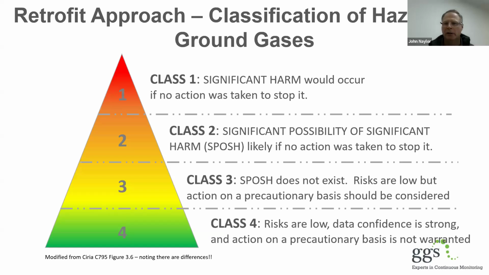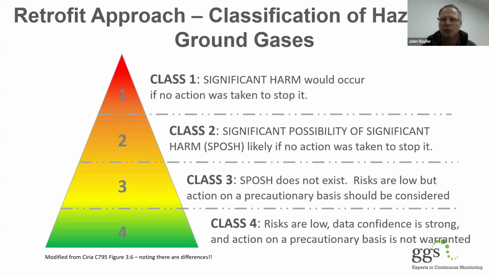But in all cases, you need to have good data. Again, I'll reiterate that you need good data sets to actually classify this. Simply put, if it's class one, you need to act. You've got to do something, there's no question about it. Class two, well, there might not be that massive risk associated with it, but there are clearly gases coming in at uncomfortable concentrations, and you really should be doing something about it.